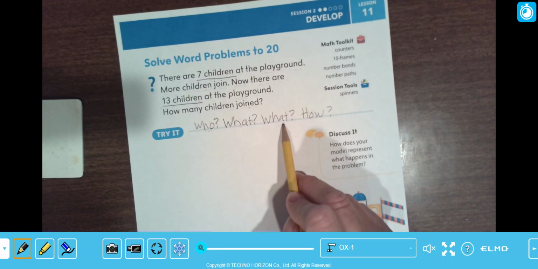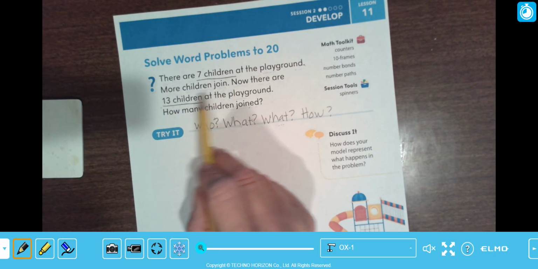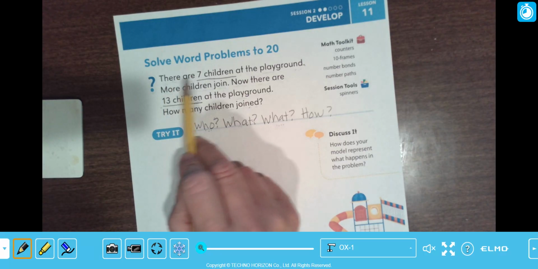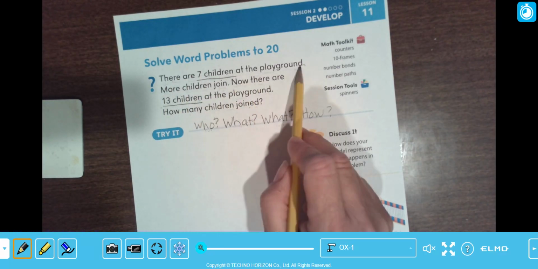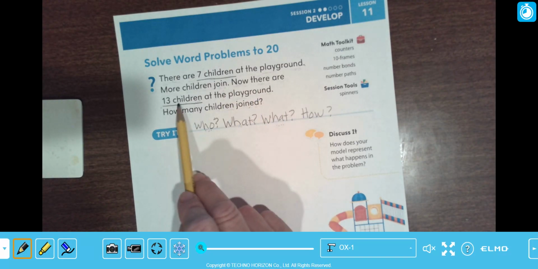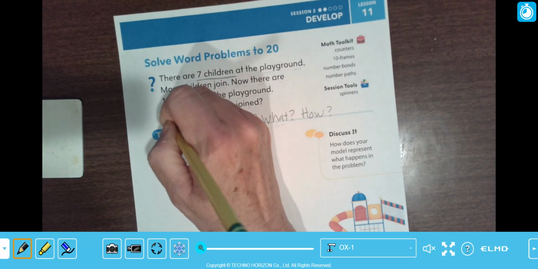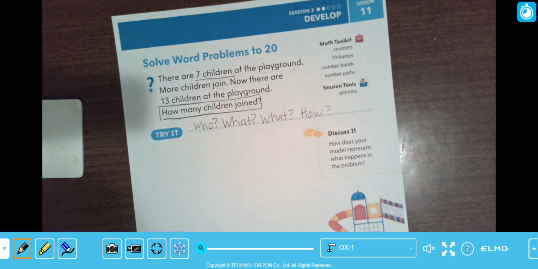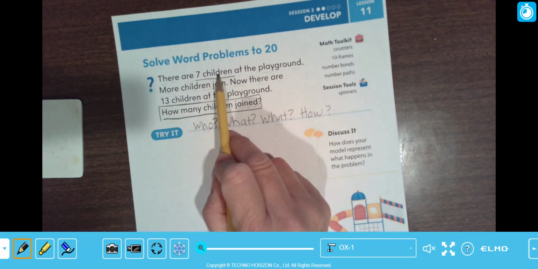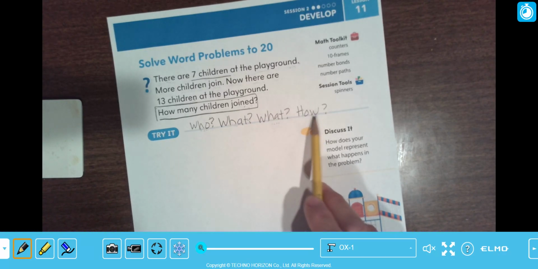Now, what do we not know? Okay, let's read it. Well, we don't know. Let's read it again. There are 7 children at the playground. More children join. Now there are 13 children at the playground. How many children joined? So that's what we don't know. How many children joined? That we don't know. So we do know how many there were at the beginning, how many there are now, but we don't know how many came. Okay, how are we going to solve this problem?